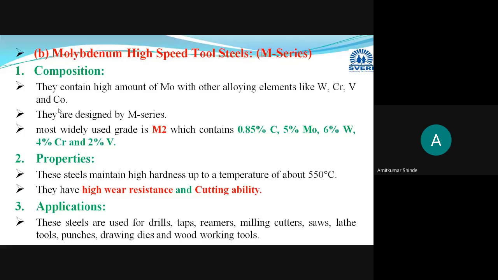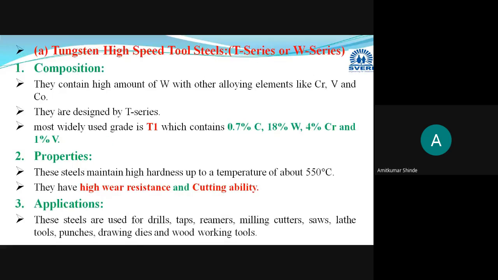So these are the high speed tool steels. These are classified in two types. Tungsten high speed tool steels, designated by T series. Generally these are high carbon steels with addition of tungsten as a principal alloying element, and a small or significant amount of other alloying elements like chromium, vanadium, and cobalt may be there. These are designated by T series. A widely used example is the T1 steel.